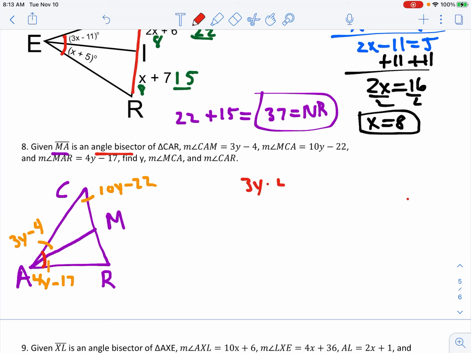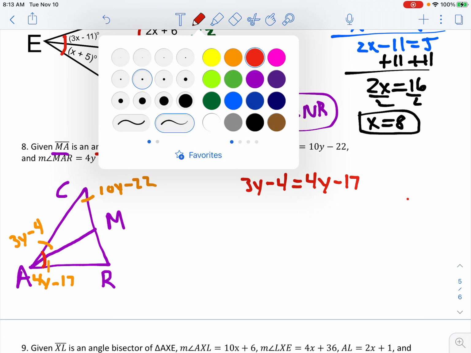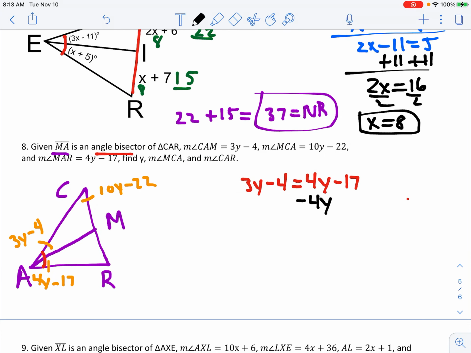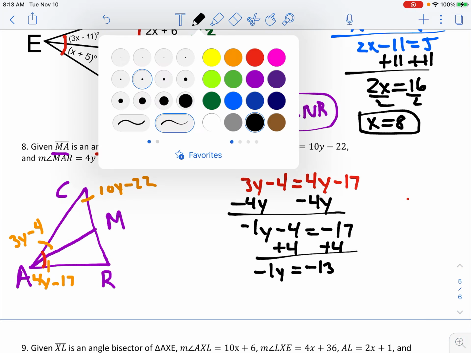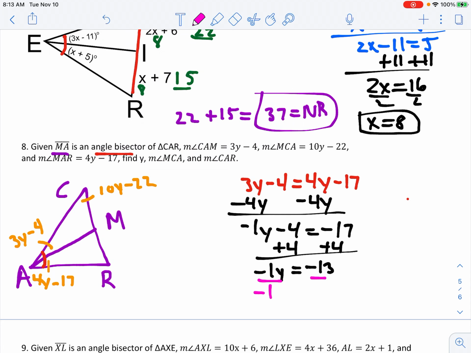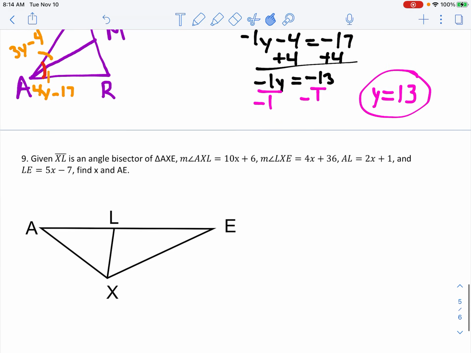So to solve it, we are going to take 3y minus 4 and set it equal to 4y minus 17. All right, let's go ahead and solve this. Subtract 4y. I'm left with negative 1y minus 4 equals negative 17. Add 4. I have negative 1y equals negative 13. Divide by negative 1, and we get y to equal 13. All right, so label your picture. Angle bisector splits 2 equal angles.